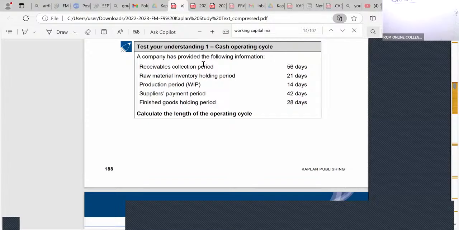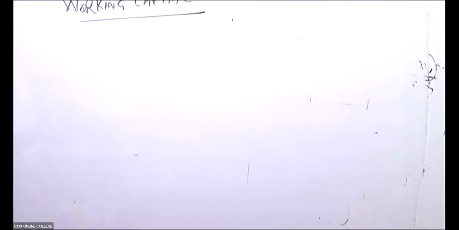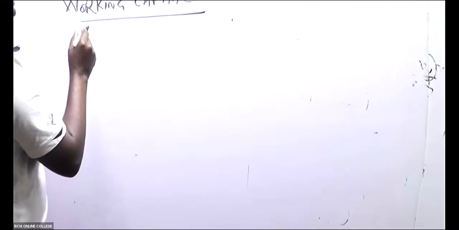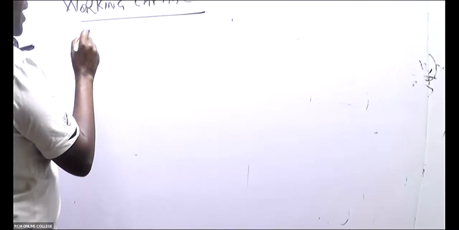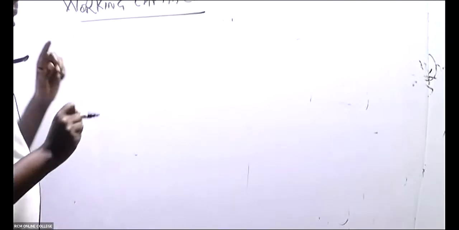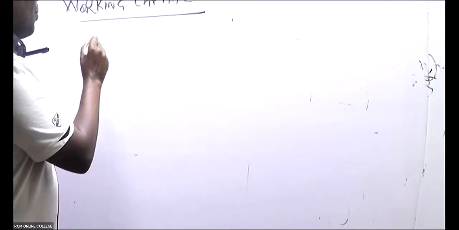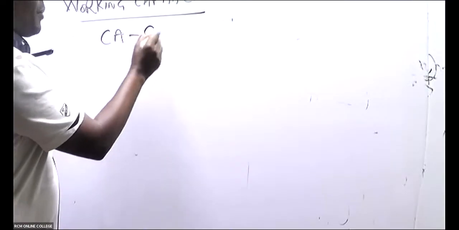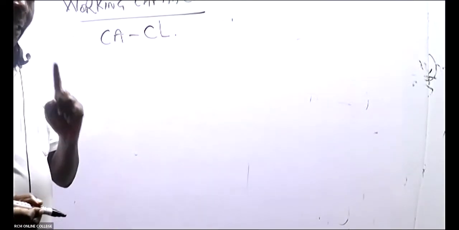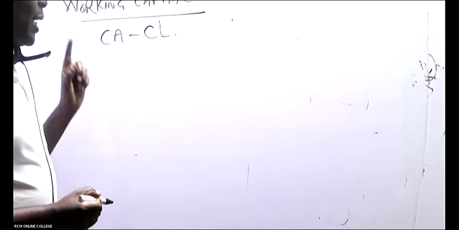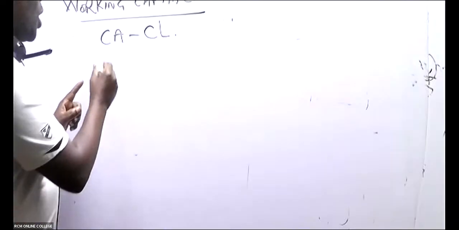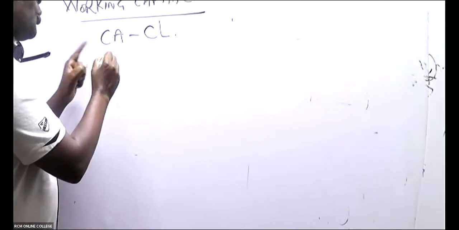Ladies and gentlemen, please listen to me very well. Whenever you talk of cash operating cycle, you shall always remember this. Cash operating cycle, basically we are financing our working capital. And our working capital, as you guys told me, is current assets minus current liabilities.